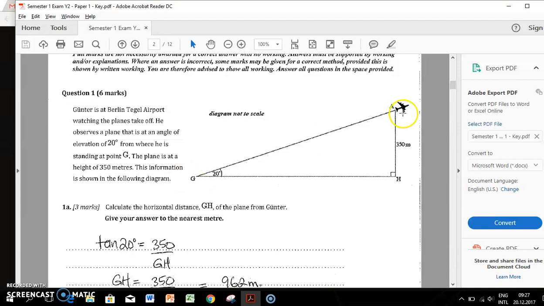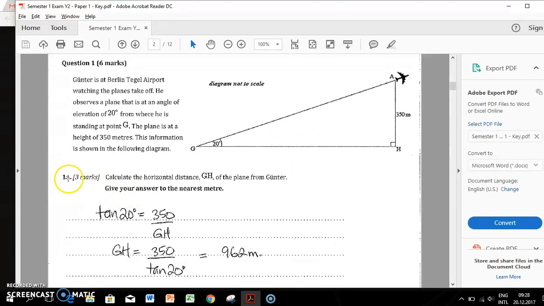There's the plane in the sky, and it says the plane is at an angle of elevation of 20. That just means if you connect from the ground to the object in the sky, that angle is 20 degrees elevated from the ground, right? The plane is at a height of 350. Well, if it's a height of 350, that's not this distance, that's this vertical distance, straight up from the ground to the plane, 350 meters. This information is shown in the diagram. Great, there's the diagram for you, everything is visible.